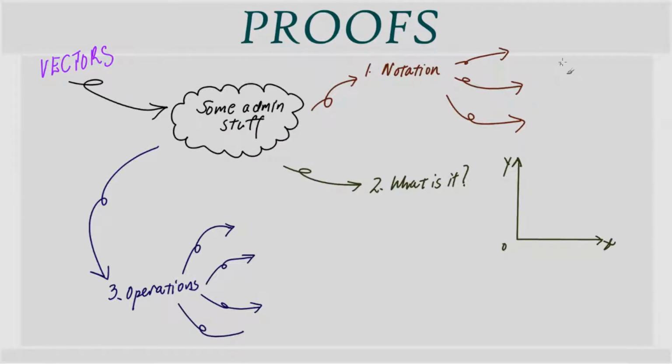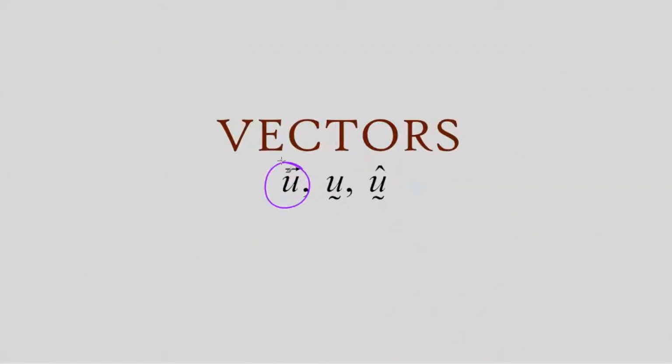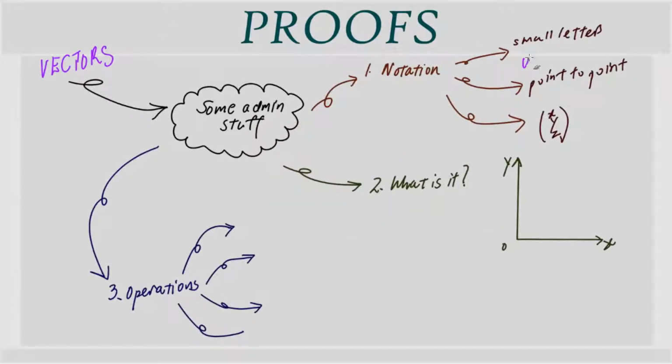Most vectors are either expressed as small letters, point to point, or, when you go into your workings, in the form of x, y, z stacked up. For small letters, you would have the small letter with an arrow on top or the small letter with a tilde below. We call the squiggly line a tilde, so it's either this or this, but for H2 Mathematics we most commonly use this.